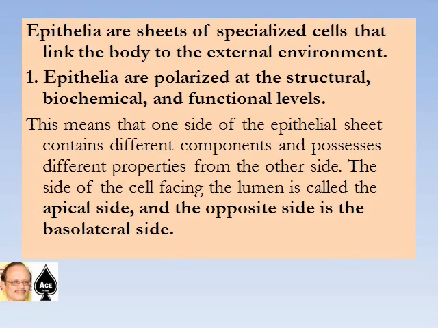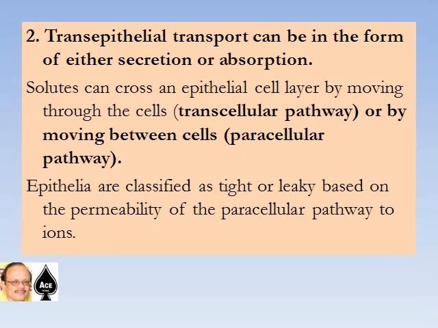Epithelia are sheets of specialized cells that link the body to the external environment. Epithelia are polarized at the structural, biochemical and functional level. This means that one side of the epithelial sheet contains different components and possesses different properties from the other side. The side of the cell facing the lumen is called the apical side. The opposite side is called the basolateral side.